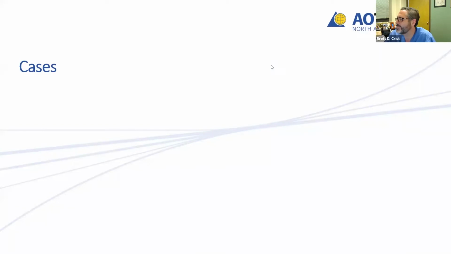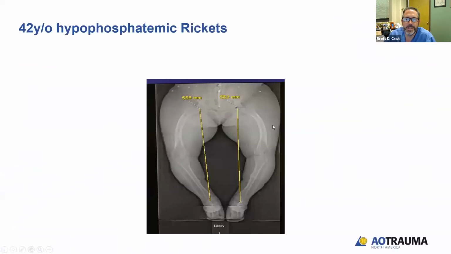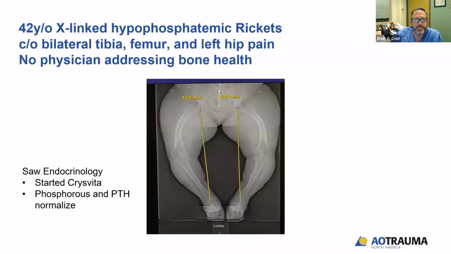Seeing no more questions, we will move on to the cases. All right, so case 1, this is a 42-year-old female with hypophosphatemic rickets. And you can see this is her scout view from the CT scan that she came with.